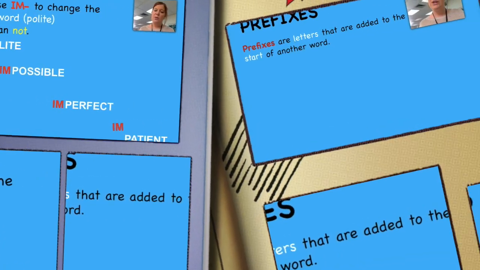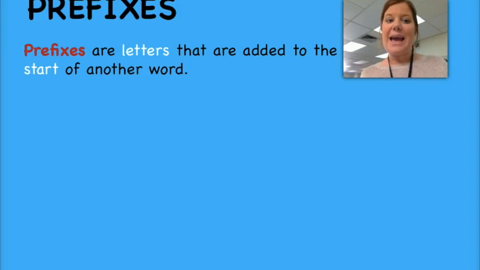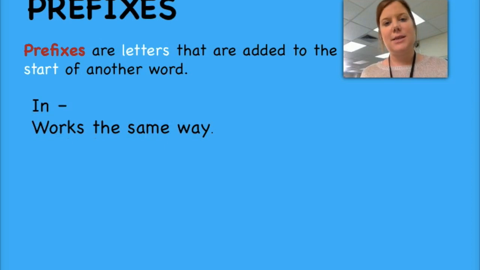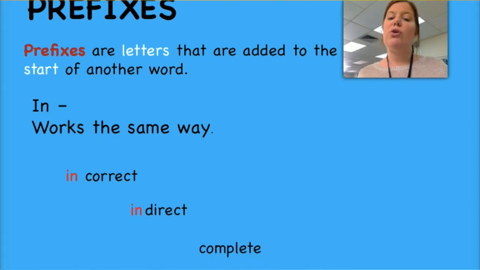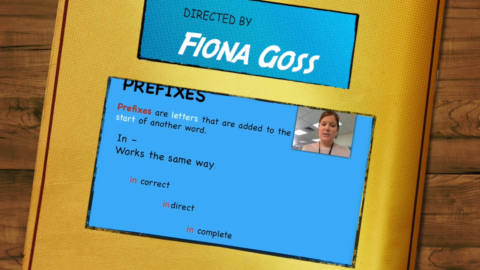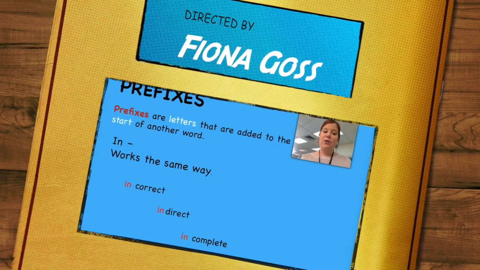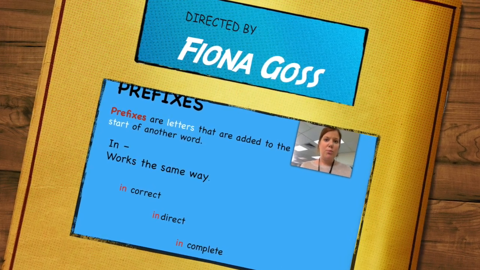So lastly, we're going to look at the prefix in. Again, the prefix in means not, and it works in exactly the same way as im. It's the letters that we put in front of the root word to help us change the word. So let's look at some examples. We've got correct, incorrect, direct, indirect, not direct. Then we've got complete, incomplete. So let's see if you can find some of your own prefix words.